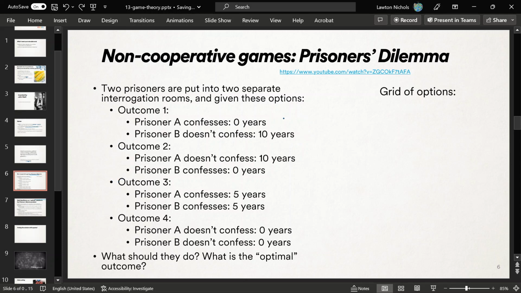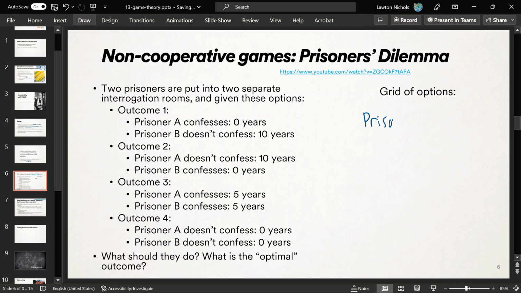If prisoner A doesn't confess, but prisoner B does, then prisoner B walks out, but prisoner A gets the 10 years. Outcome 3, if they both end up confessing, then they both get 5 years, which is not as bad. And then finally, in the last outcome, this is essentially what the prisoners would like, right? If neither of them confess, they don't have enough evidence, then they both get to walk out for free, 0 years in prison, right? So the question, and game theory will tell us the answer, is what should these prisoners do? What is the optimal outcome for them?